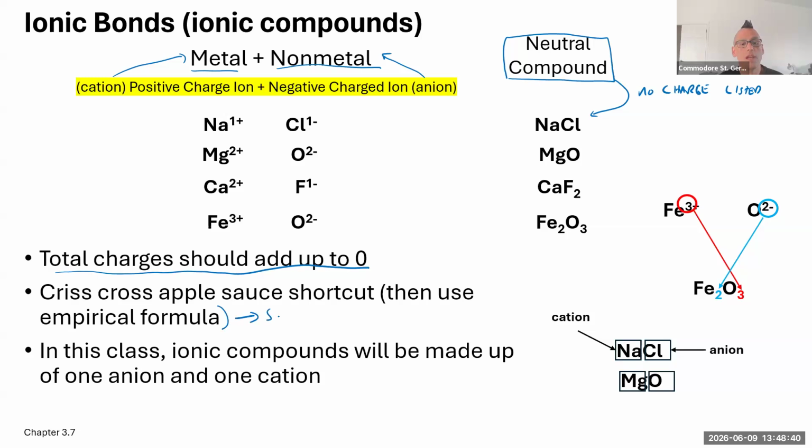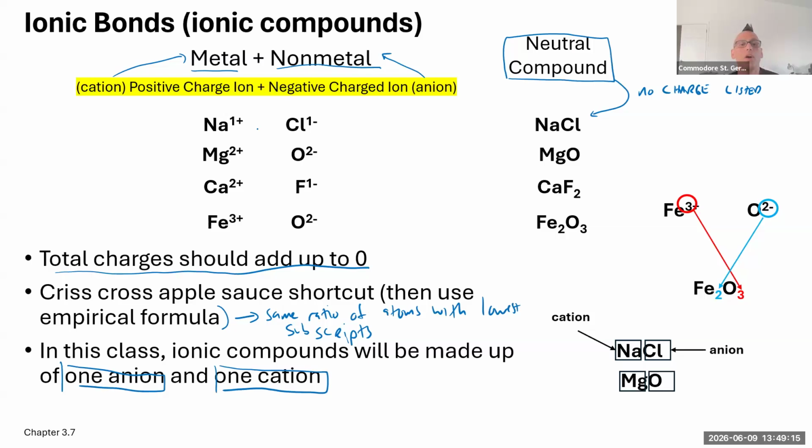Basically, same ratio of atoms with lowest subscripts. Okay. In this class, ionic compounds will be made up of one anion and one cation. Later on, you figure out all sorts of stuff can happen, but for this class specifically, we're going to have one anion and one cation.